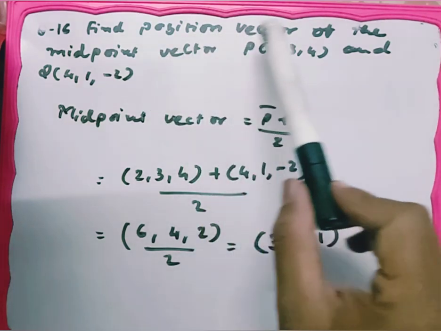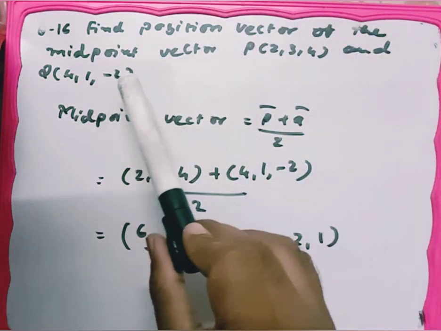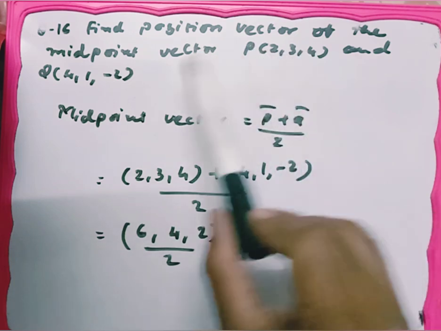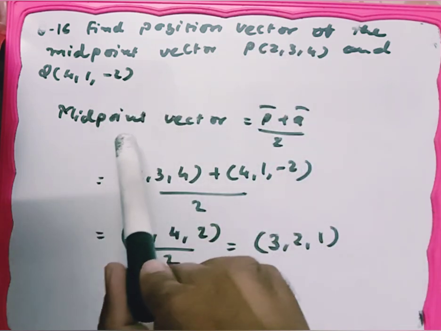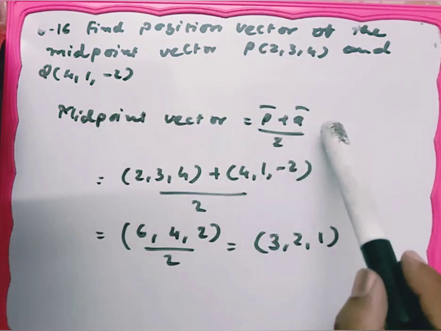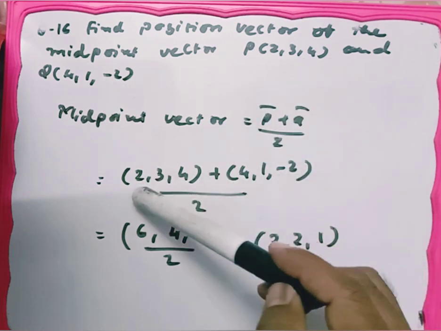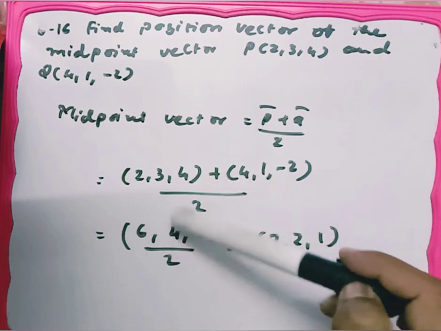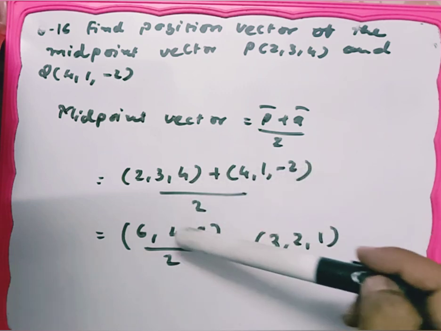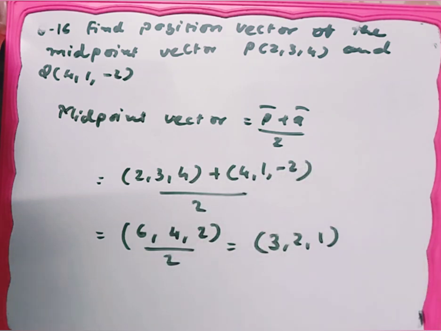Question 16, we have to find the position vector of the midpoint of P(2, 3, 4) and Q(4, 1, -2). So for the midpoint vector, we know that it is (p bar plus q bar) by 2. So (2, 3, 4) plus (4, 1, -2) by 2. So 2 plus 4 is 6, 3 plus 1 is 4, 4 minus 2 is 2, (6, 4, 2) by 2 means (3, 2, 1).